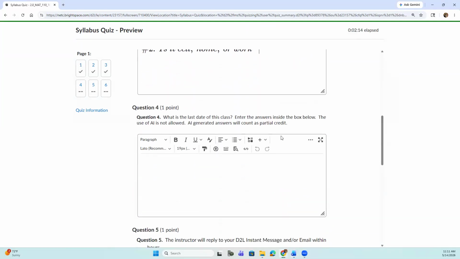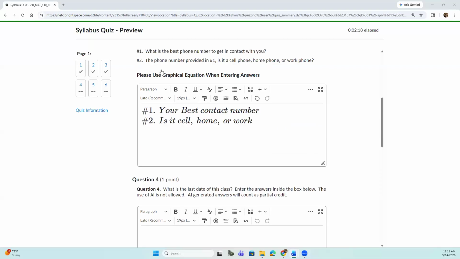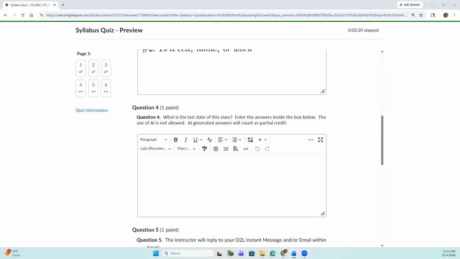All right, question number four, what is the last day of the class? This particular question does not say use graphical equation, so you don't have to use it. The last day of the class is going to be Sunday, August 2nd, 2026 at 11:30 p.m. So this is pretty much where I start catching students not paying attention to what I do or to what I'm talking about. So please copy this down. This is exactly what I want to see when you turn in your syllabus quiz, please.